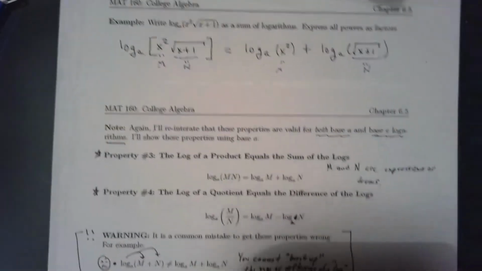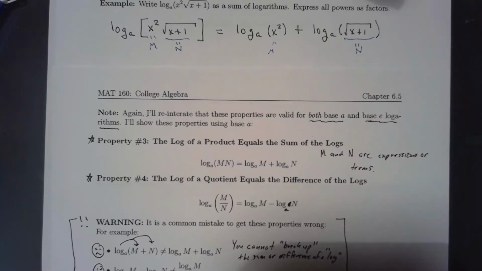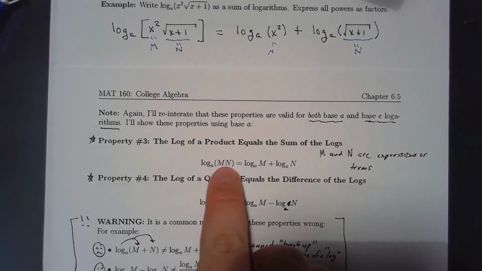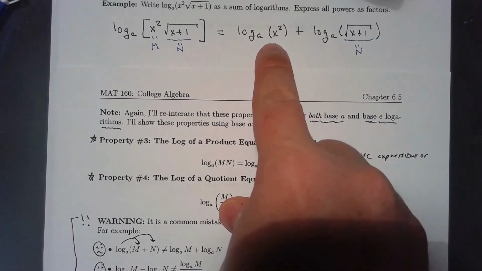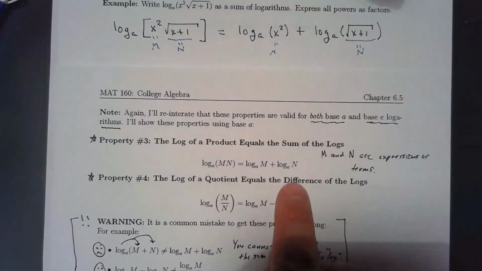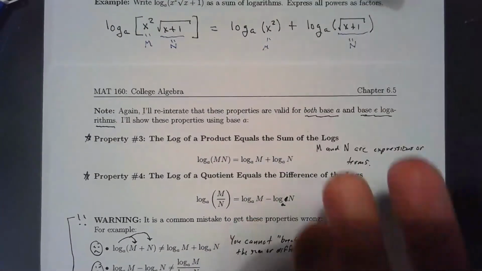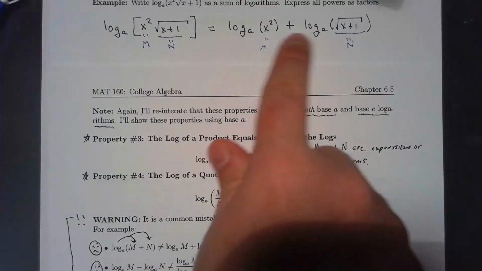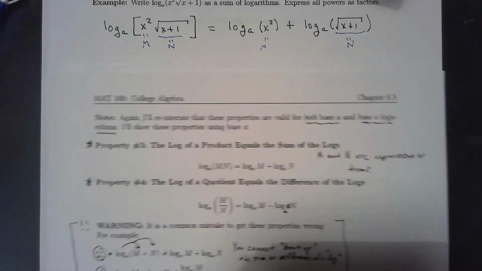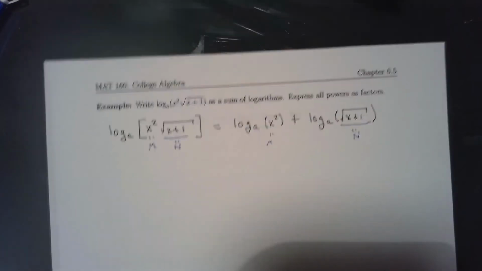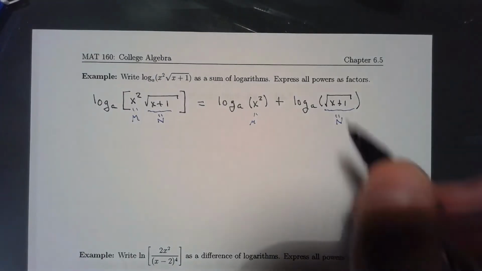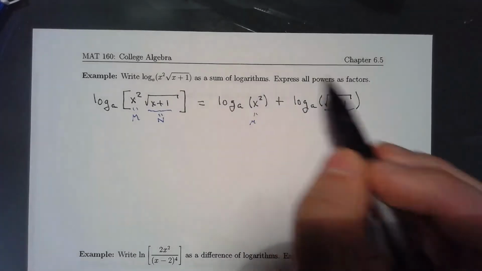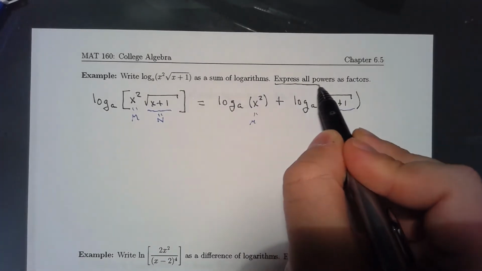If you look at the properties as reference, the log of a product, m and n, equals the log of the first term plus the log of the second term. I just used property number 3 here. Now, my directions here are to write this as a sum of logarithms and express all powers as factors.